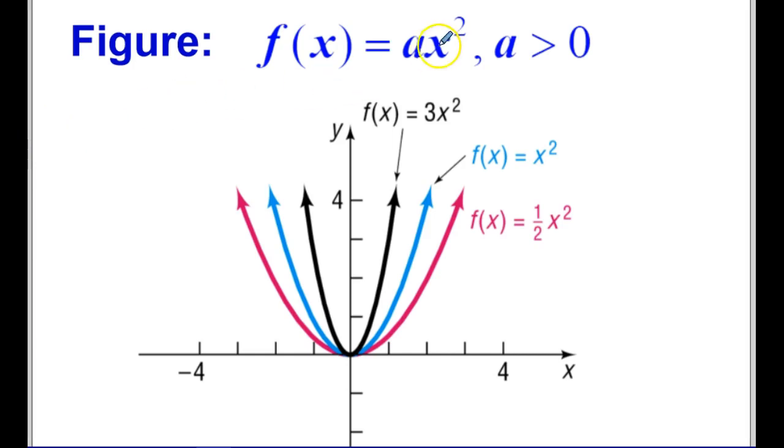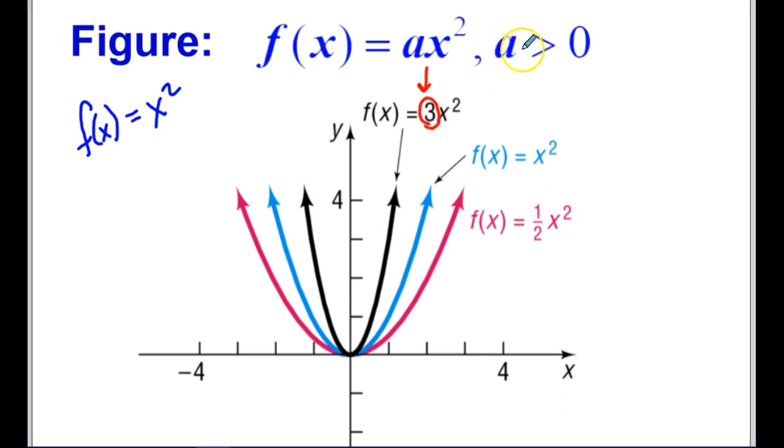Okay? So here's our first transformation. We start with our parent function, and our parent function is f of x equals x squared. So from here, we're going to be doing things to it. So you'll notice down here, I've multiplied that x squared by a 3, and my graph has become taller and skinnier. This is our a value. This is our vertical stretch or shrink.